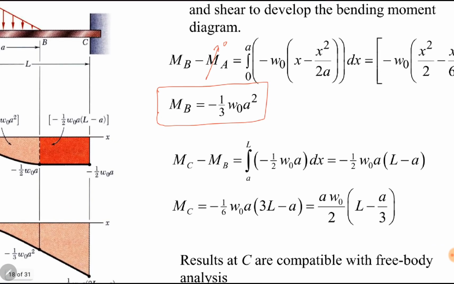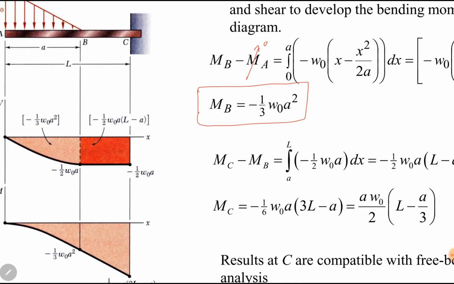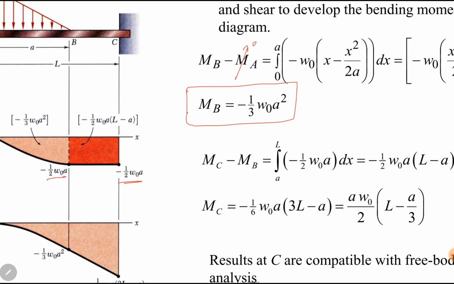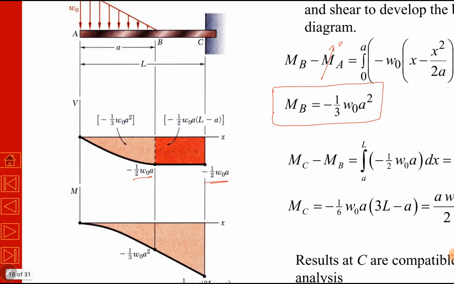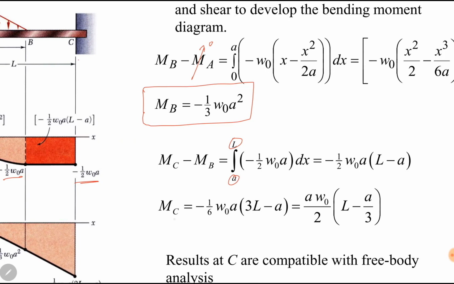Again, between C and B, MC minus MB is equal to the integral of shear force between B and C. The shear force between B and C is constant, minus 1 over 2 W naught A, into dx. The location of point C's distance from point B is equal to the distance from A to B, which is A, and the location of point C is the distance between A and C, which is L. By integrating and simplifying, we can find MC is equal to minus 1 over 6 W naught A into (3L minus A), or A W naught over 2 into (L minus A by 3).